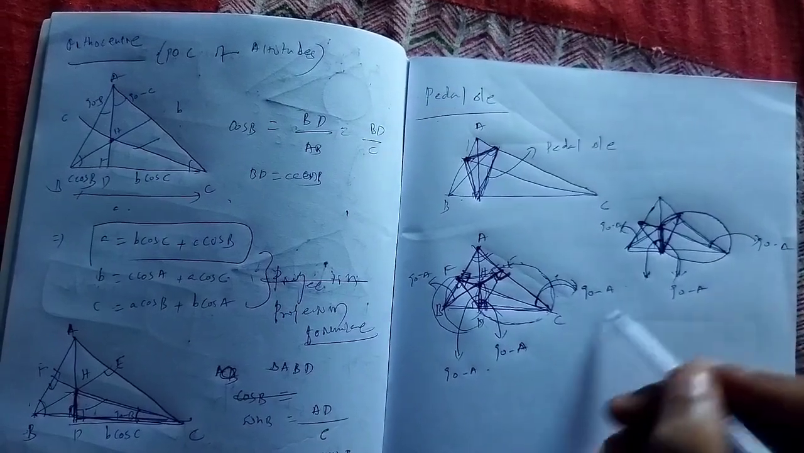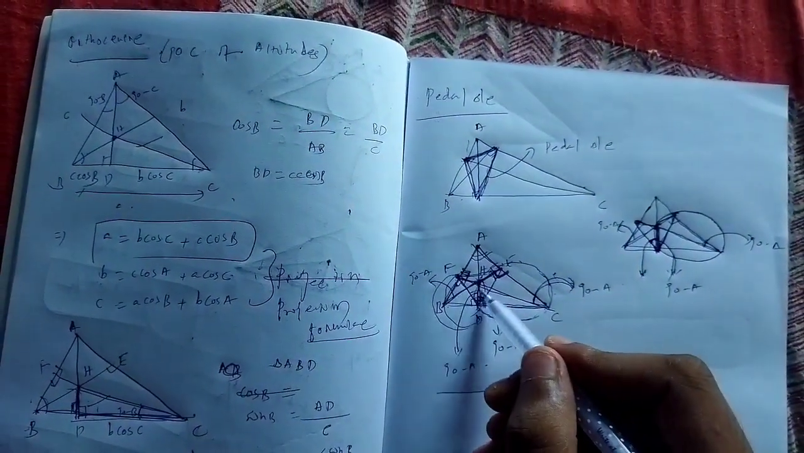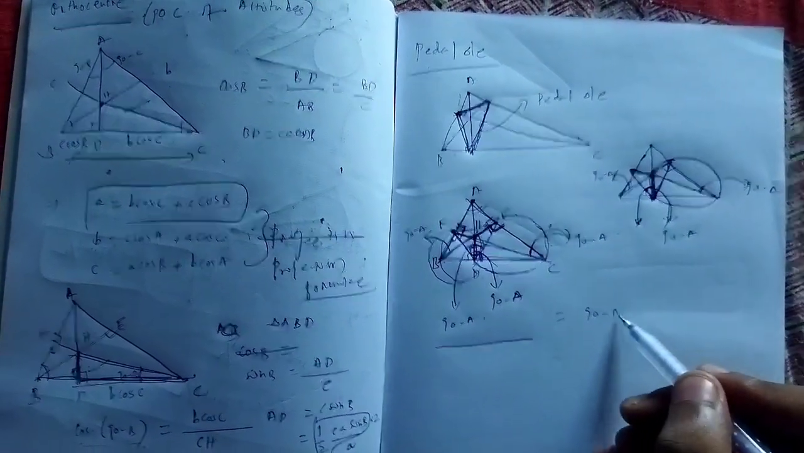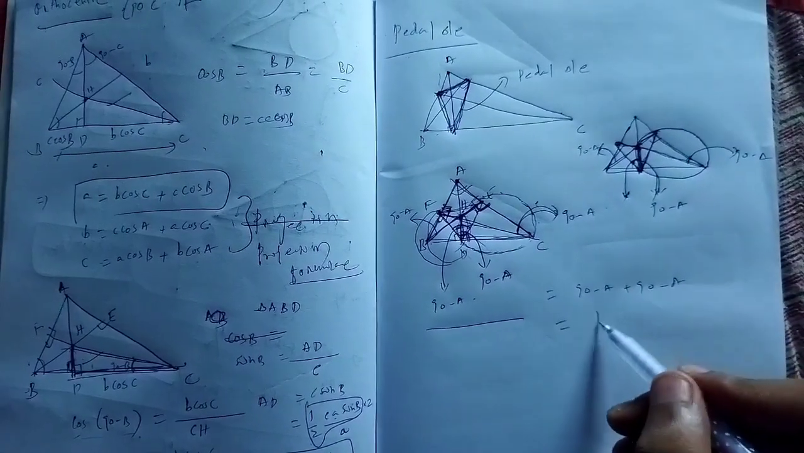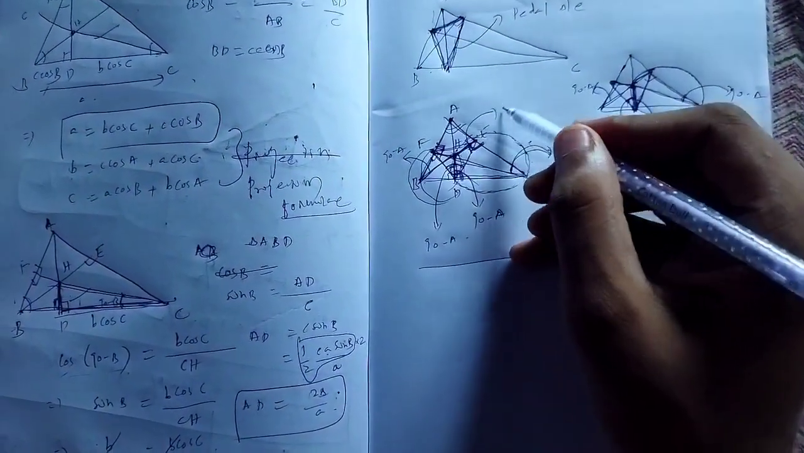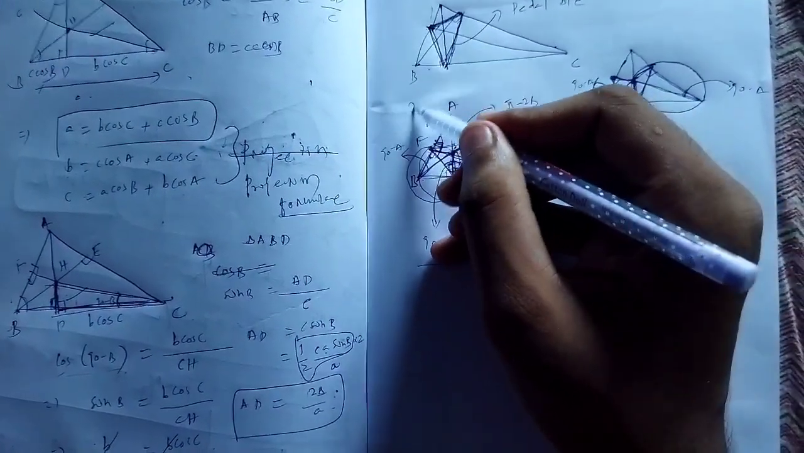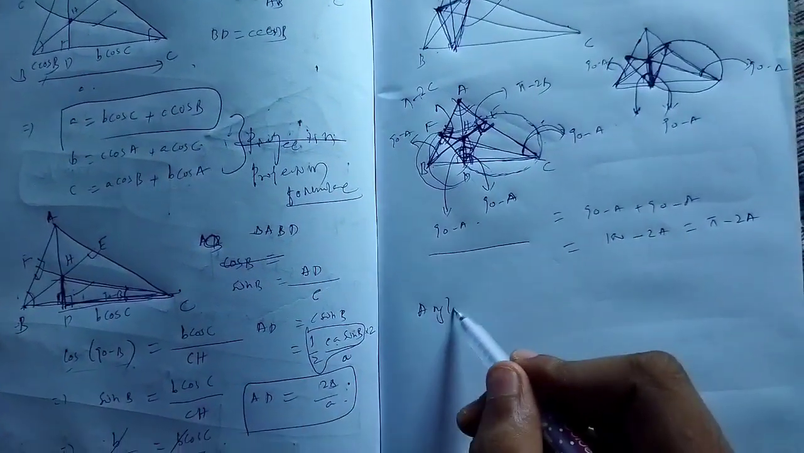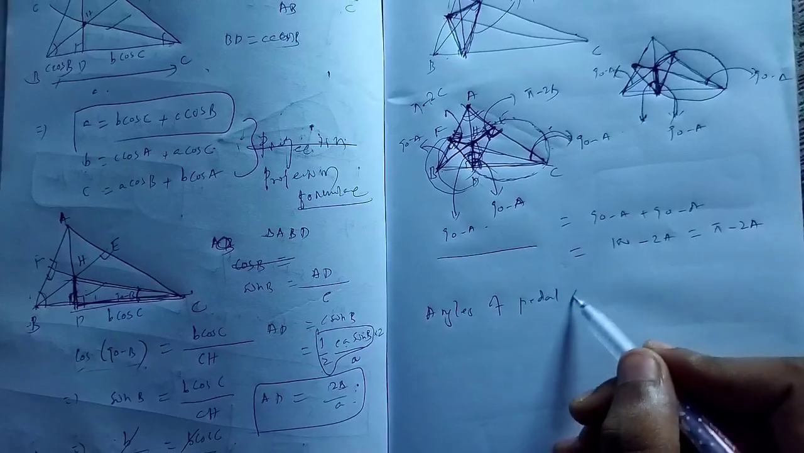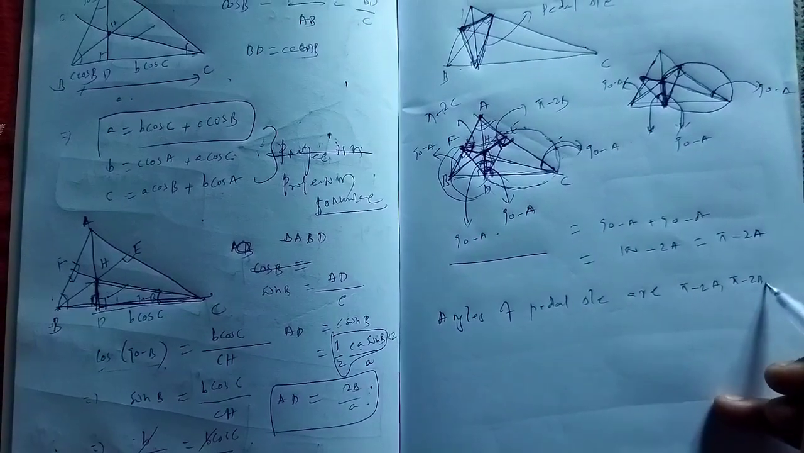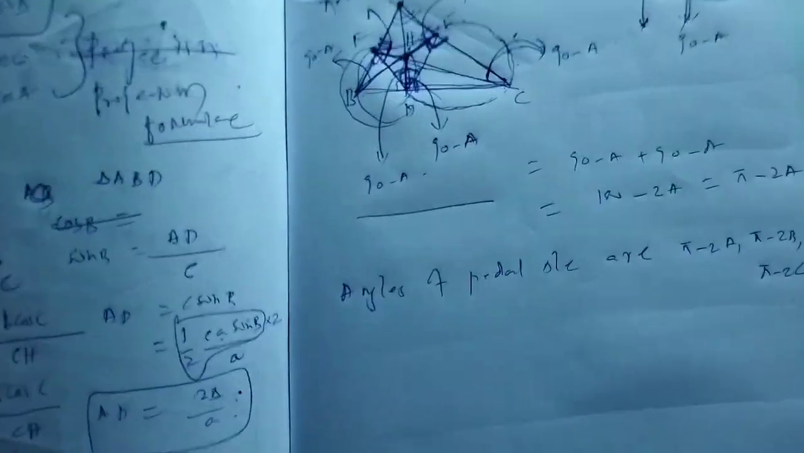This is 90 minus A, and this is 90 minus A, so the total angle here of the pedal triangle is 90 minus A plus 90 minus A. It would be 180 minus 2A. We write it as pi minus 2A. Similarly, this angle would be pi minus 2B. This angle will be pi minus 2C. So the angles of the pedal triangle are pi minus 2A, pi minus 2B, pi minus 2C, right?